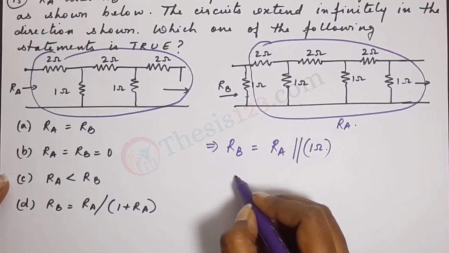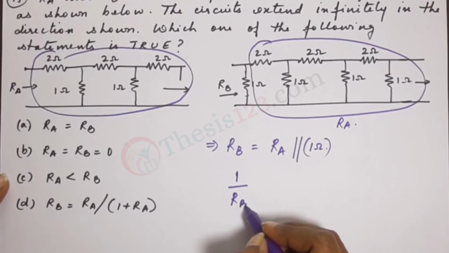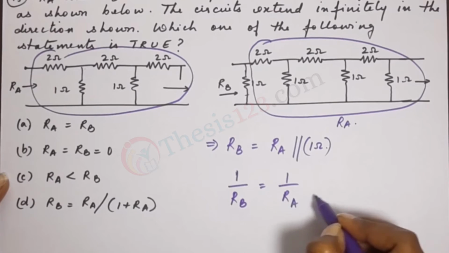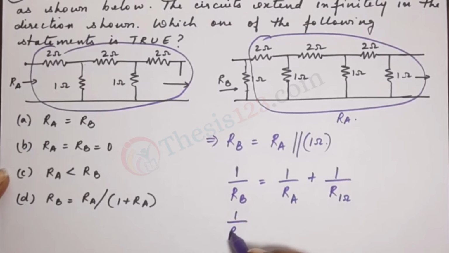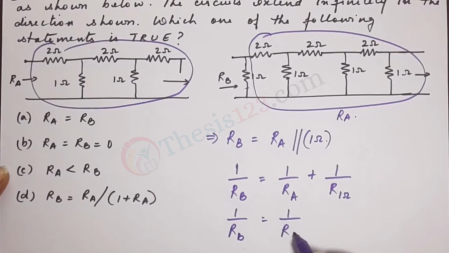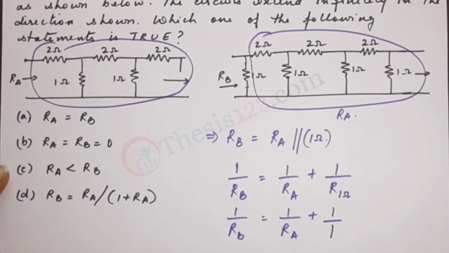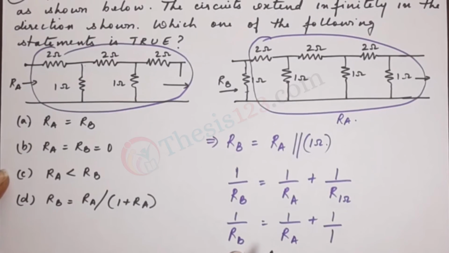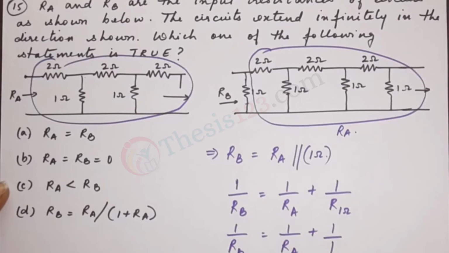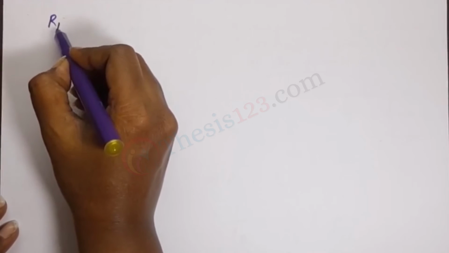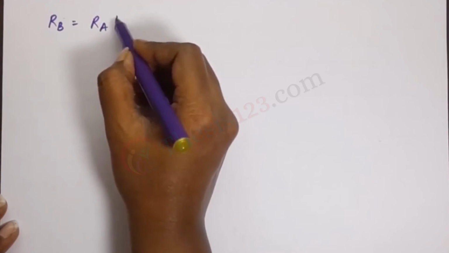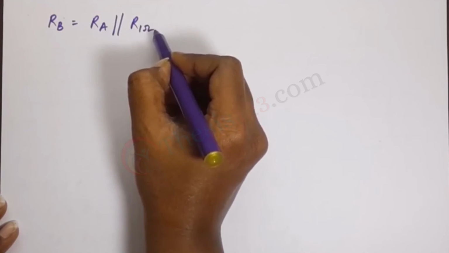And to solve this, we know that 1 by RB is equal to 1 by RA plus 1 by R of 1 ohm. So that's 1 by RB is equal to 1 by RA plus 1 by 1. If we solve this for RB, okay, let's solve and see. Let me just take another sheet of paper here. So we have RB is RA parallel to R of 1 ohm.